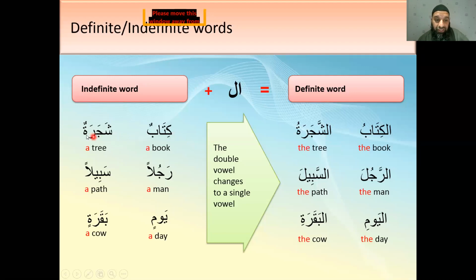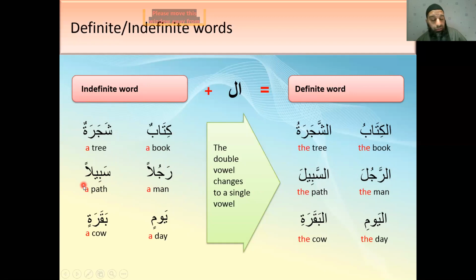Okay, next one. So these top words, what case are they? They're ending in a dhamma or two dhammas. So these top words here are marfu. It's just a way to describe the case of the word. Okay, next one. Rajulan becomes ar-rajulu. So the alif and lam comes and it makes the double into single. So rajulan was a man. Ar-rajulu is the man.